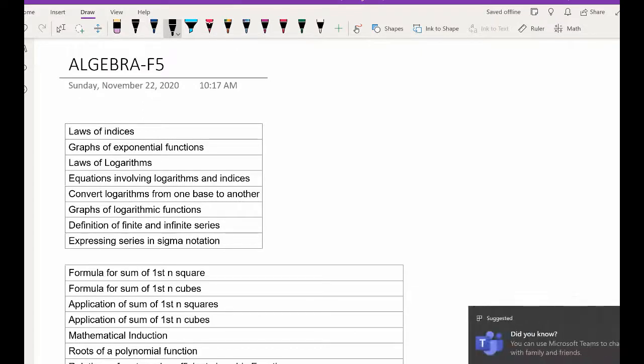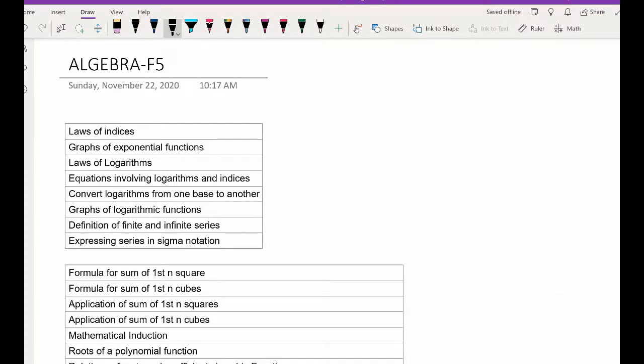Hello, today we're going to see the topic of algebra. This is from Form 5 topic, and in this topic students are going to be taught the following subtopics. First of all, you're going to see exponents, that is laws of indices. Here we're going to see exponents and radicals, and also graph of exponential functions, laws of logarithms, equations involving logarithm and indices.